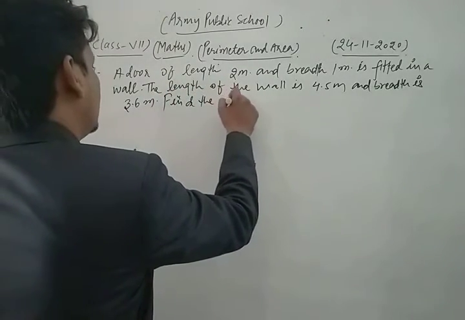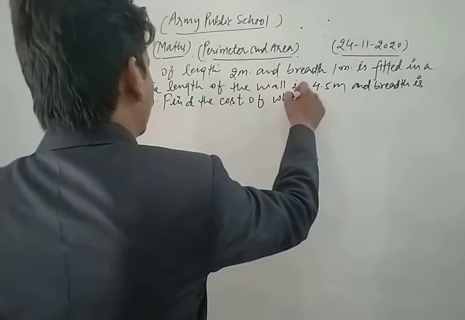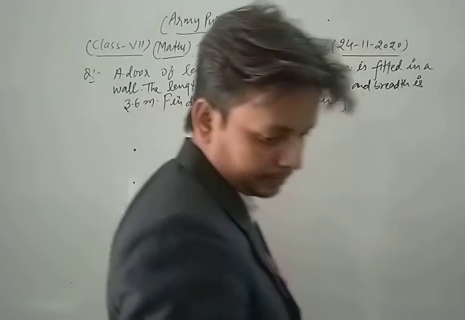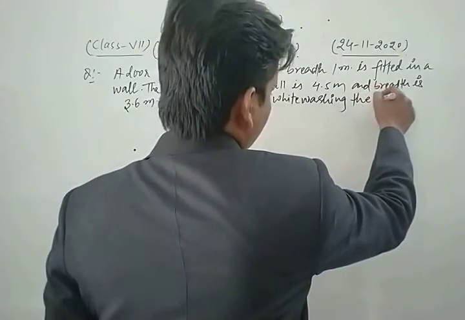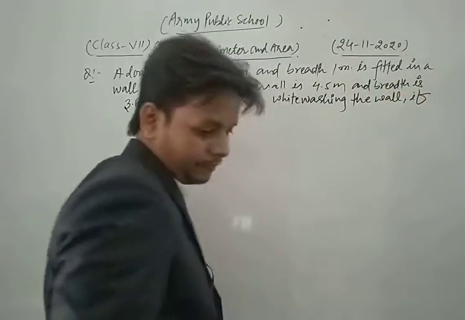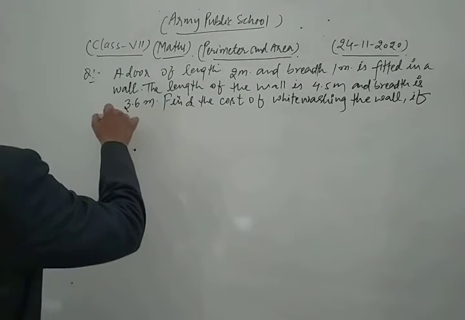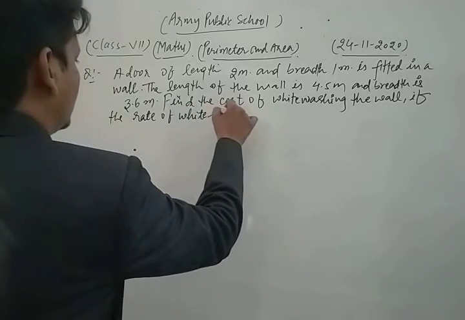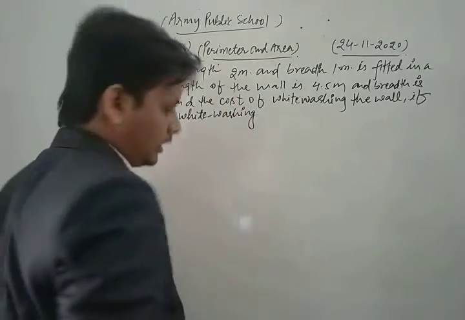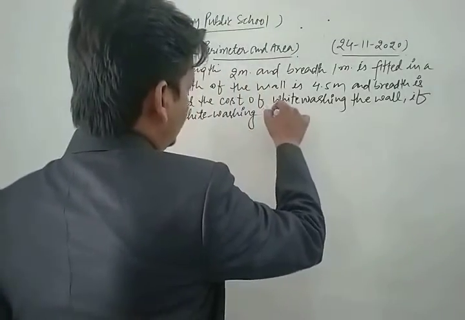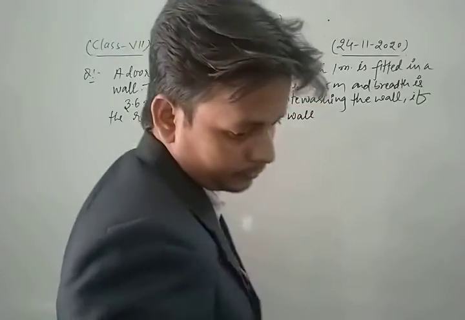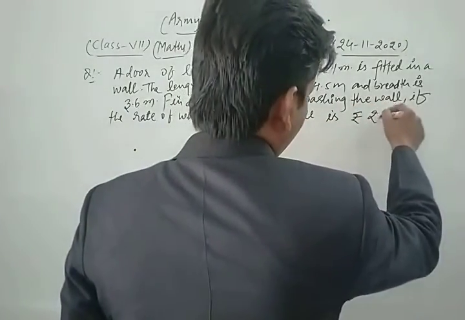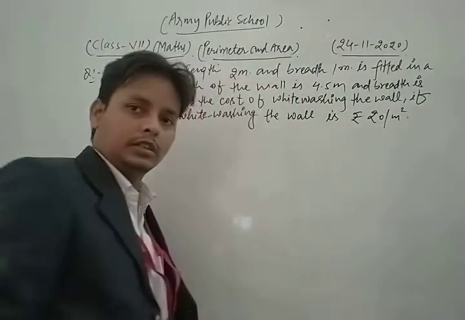Find the cost of whitewashing the wall if the rate of whitewashing the wall is rupees 20 per meter square. Okay.